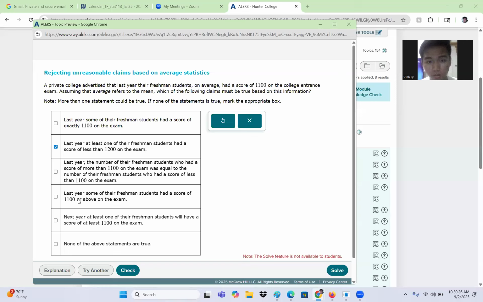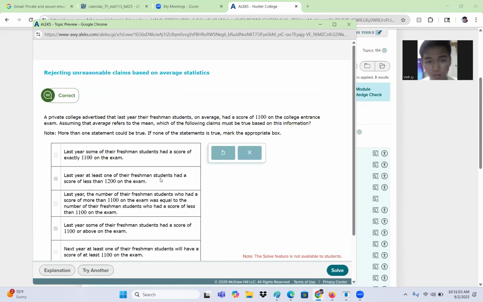So that's not true. Last year, some of the freshmen had a score of 1100 or above on the exam. It's sort of confusing between B and C. Last year, this one is not correct. Last year, at least one of the freshman students had a score of less than... I think they have two answers marked correctly. Let me just check it. I think that is good.